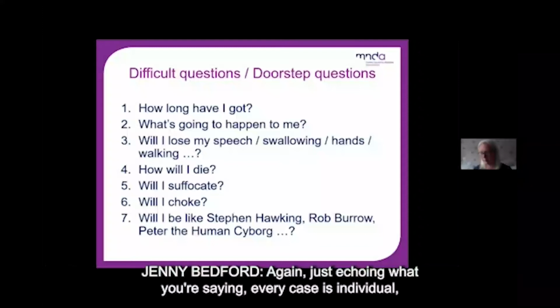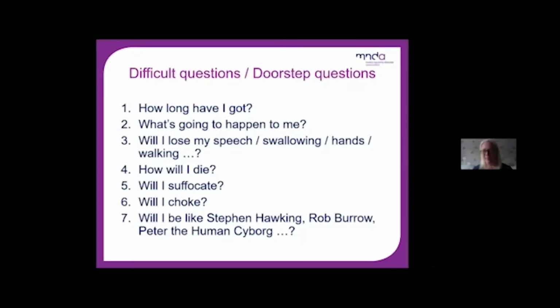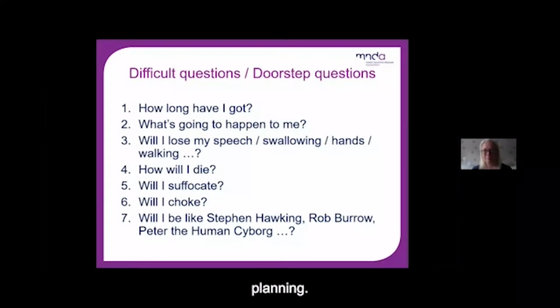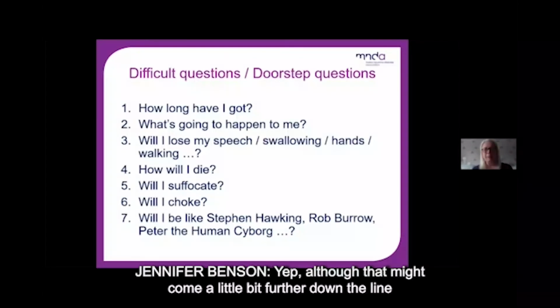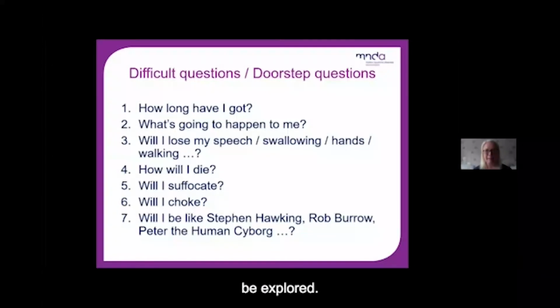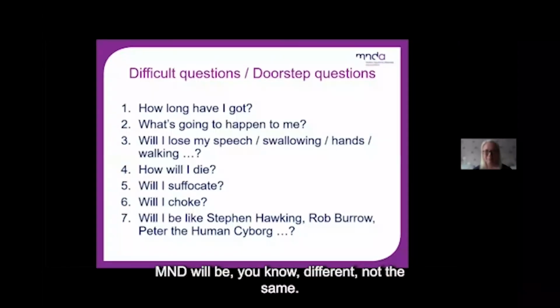And again, just echoing what you're saying, every case is individual, preparation is key. Being honest and transparent. Yes. Gauging resilience and acceptance levels. Important to answer questions, not dodge them, answer them honestly and sensitively. Absolutely. And the importance of holistic care, exploring advanced care planning. Although that might come a little bit further down the line, it's good to have that in the back of your mind as something that will need to be explored. Reiterating that everyone's MND is different.